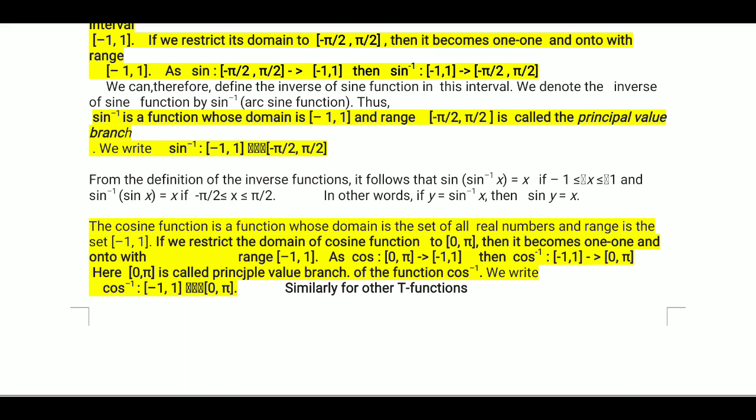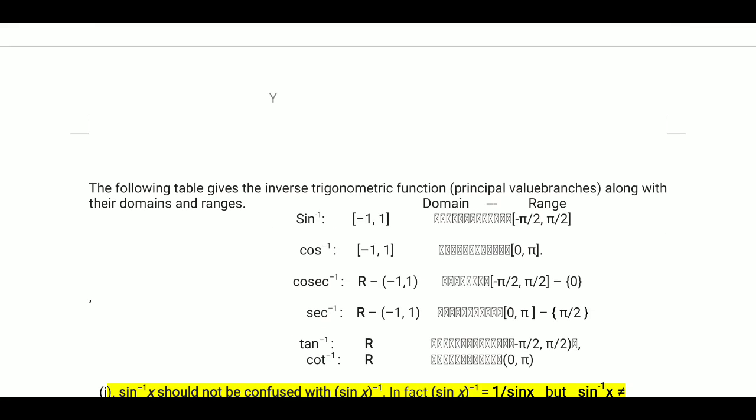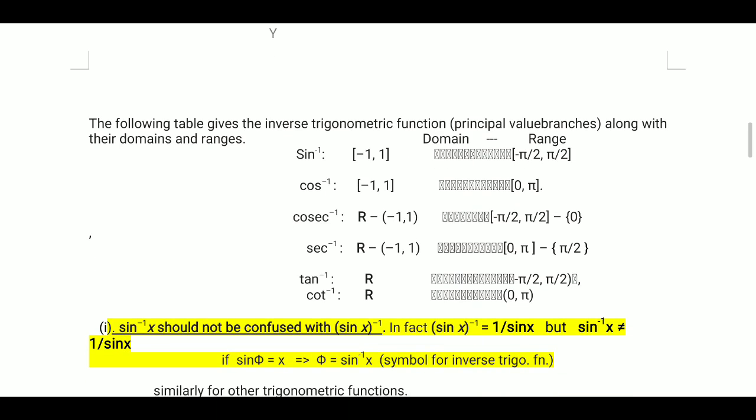And similarly for other trigonometric functions as tan x, cot x, sec x, cosec x also. Now there is a table which gives the inverse trigonometric functions' principal values along with their domain and ranges.